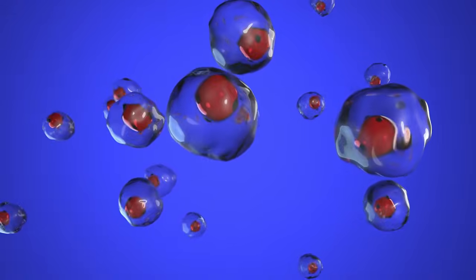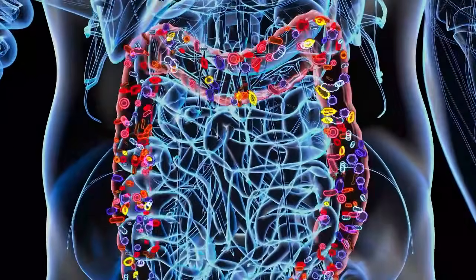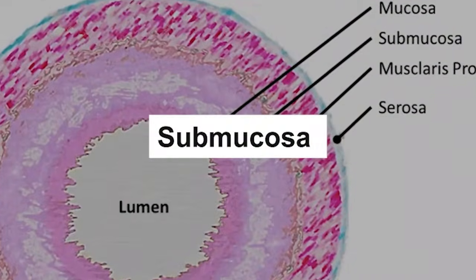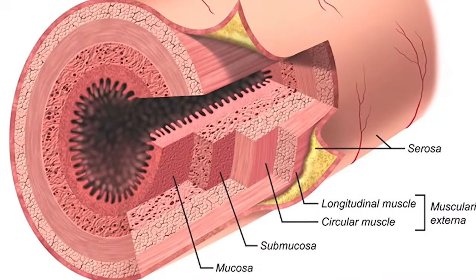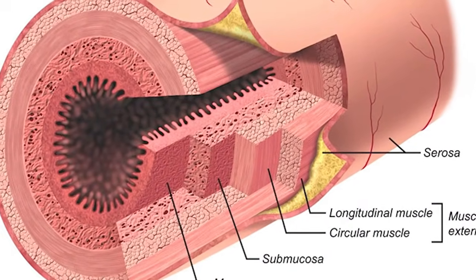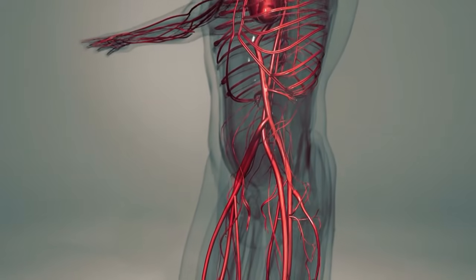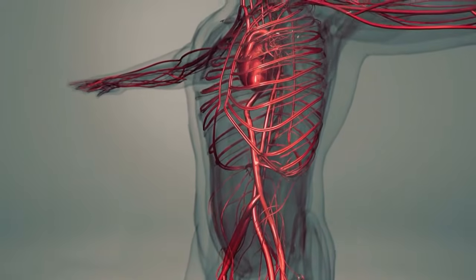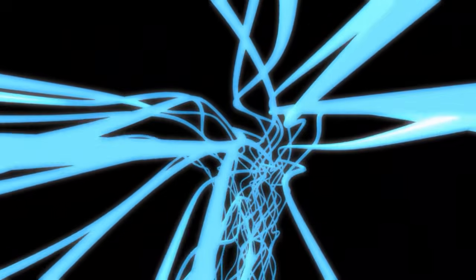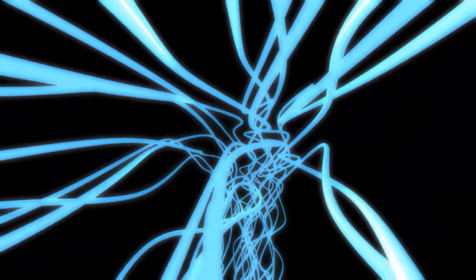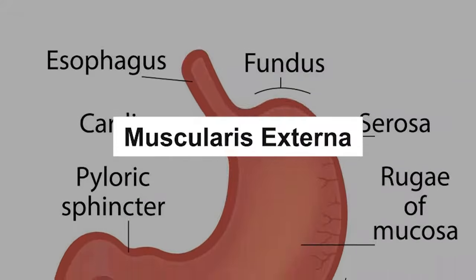These cells play a pivotal role in the digestive processes occurring in the stomach. Submucosa. The submucosa is composed of dense connective tissue that houses larger blood vessels, lymphatics, and nerves. It provides structural support and contains the Meissner's plexus, a network of nerves that regulates secretions and local blood flow within the mucosa.